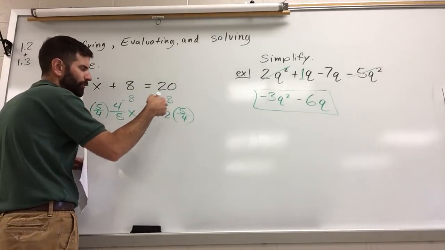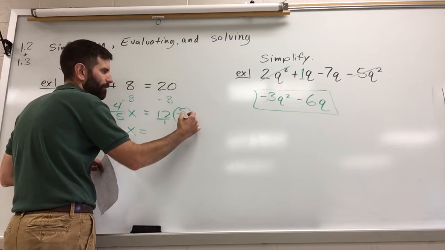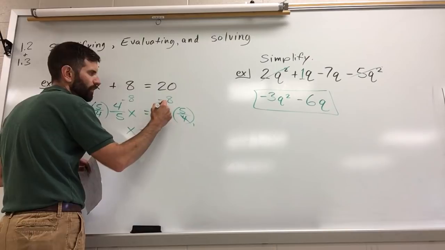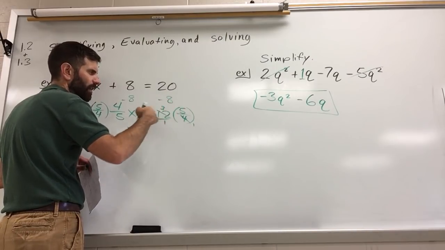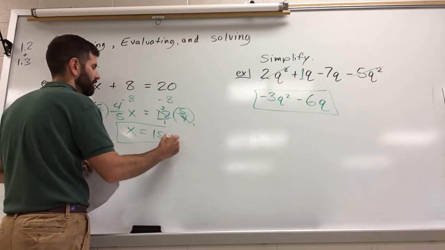On the other side here, you could grab a calculator, but I'm not. I'm going to make this a fraction, and I'm going to cross simplify. 4 goes into 12 3 times, multiply straight across. I get an answer of 15 over 1, or just 15.